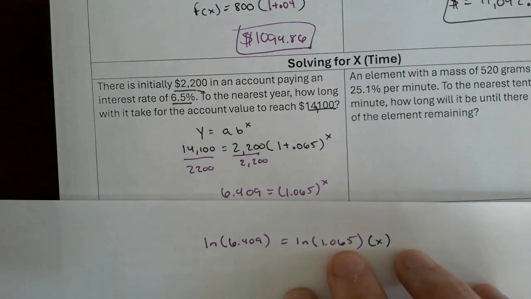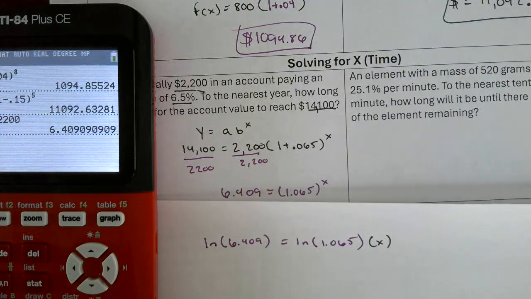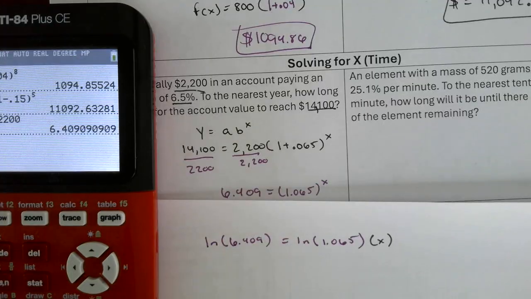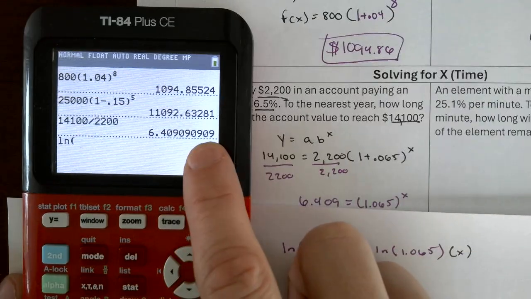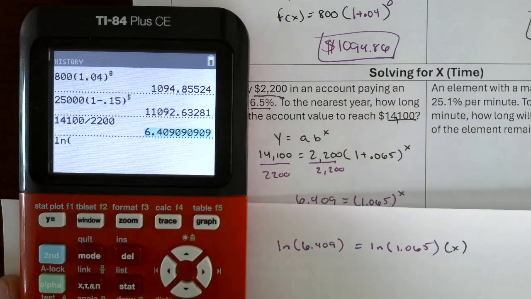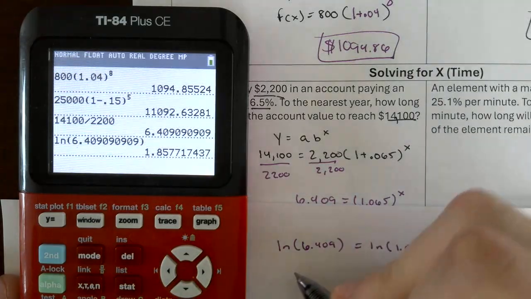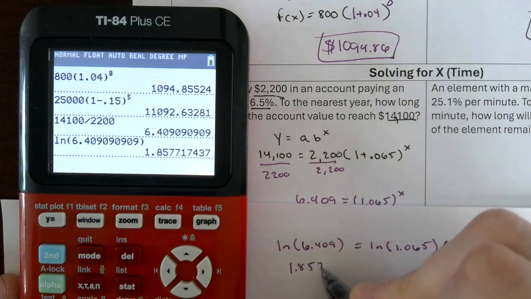So let's type that in our calculator. The ln of that number, I told you to keep it stored in your calculator, so I'm going to enter it down, is 1.857.